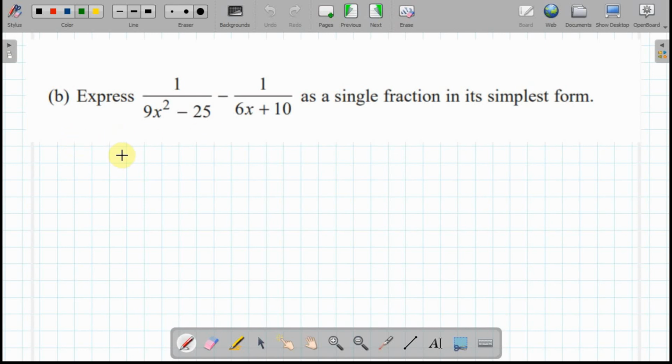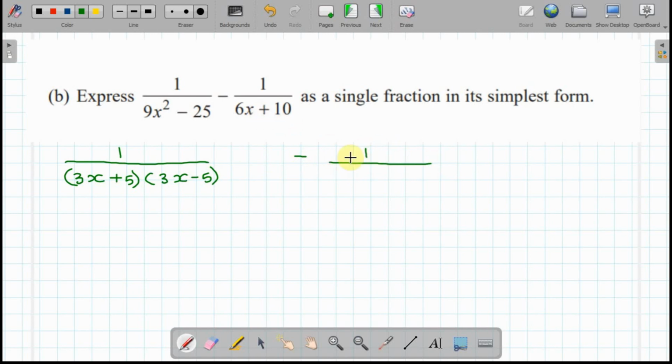Okay, let's get started. So I'm gonna factorize the two denominators. So the first one, when I factorize 9x squared minus 25, that's the difference of two squares. So when I factorize it, I get 3x plus 5 and 3x minus 5. And then I'm going to leave a gap, and minus 1 over.